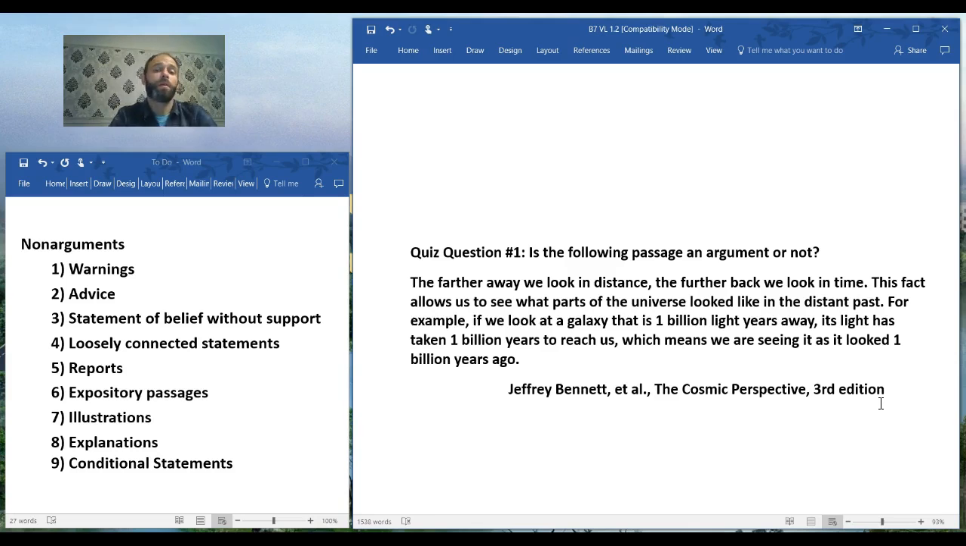Now, if this is an argument, tell me it's an argument. If it's a non-argument, you don't need to determine what type of non-argument it is. You would just tell me it's a non-argument. So in your notes for quiz question one, write whether this is an argument or a non-argument.